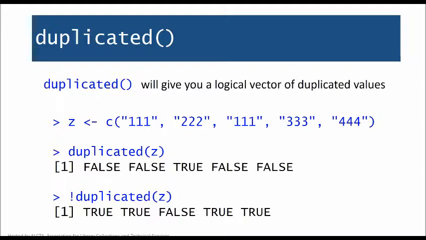Conversely, if you put an exclamation mark in front of duplicated, it'll do the same thing. It will say which ones are not duplicated. The first one is not, the second one is not, but the third one is duplicated. I'm sorry, I knew I was going to mess that one up. The third one is not duplicated.